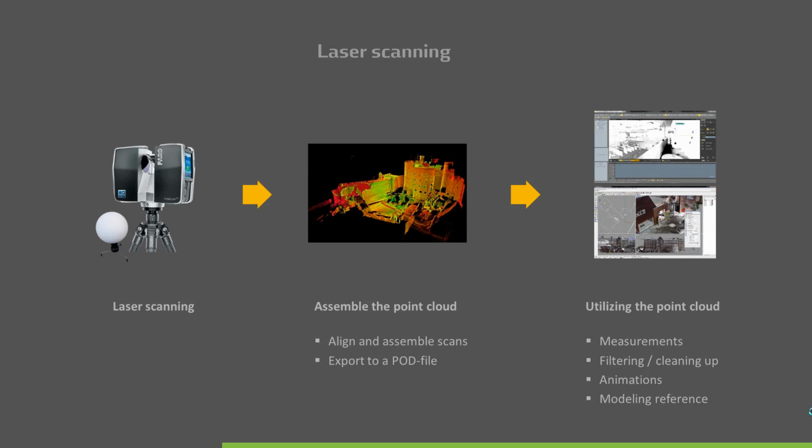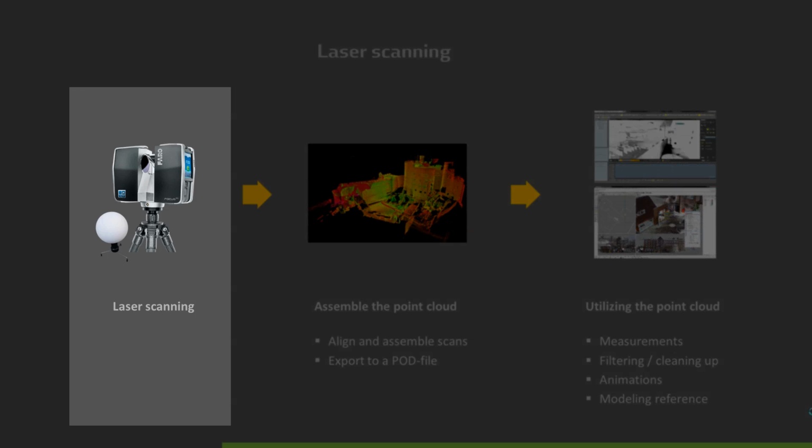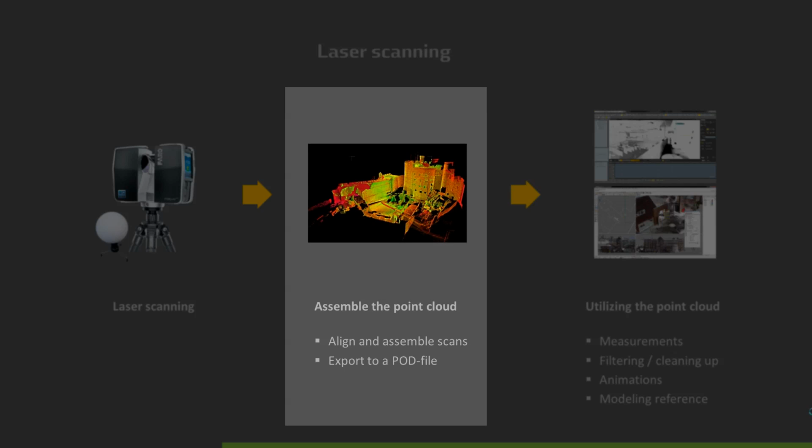Working with laser scan data consists of three phases. First, you laser scan the site. Usually, you perform multiple scans from various angles. Next, you assemble the scans to a point cloud.